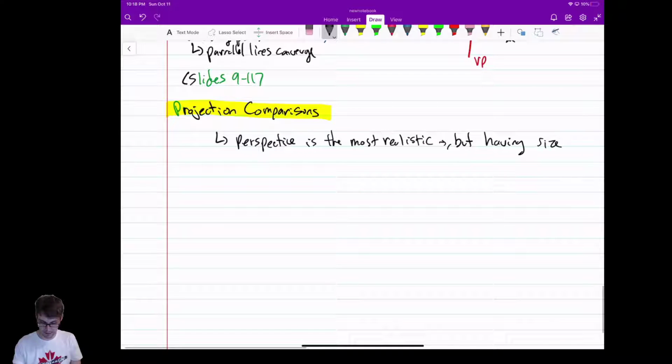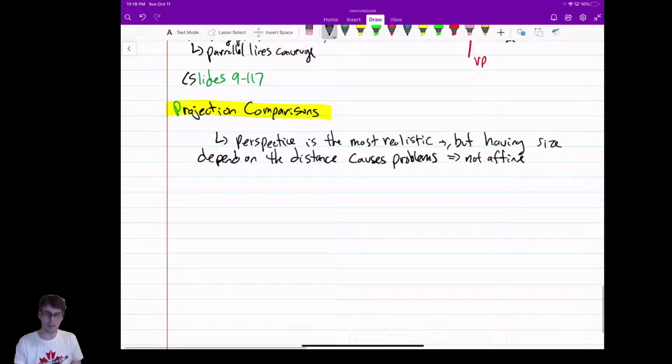Having the size depend on the distance causes problems for us. It surrounds the fact that this is no longer an affine transformation. Okay, this is not an affine transformation. Parallel lines don't stay parallel, right? Proportions break. Things that are further away, the proportions break. So it's not affine. Parallel lines, ratios, they all break.